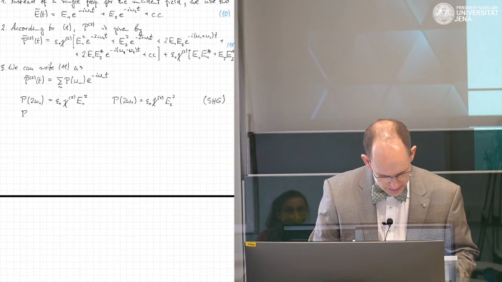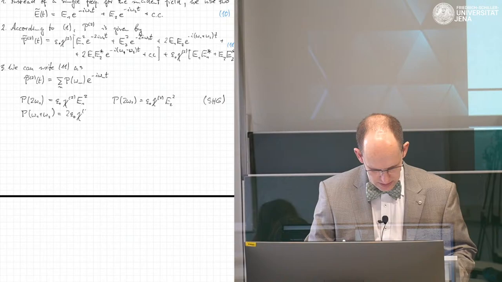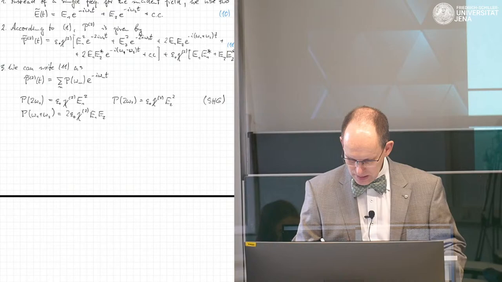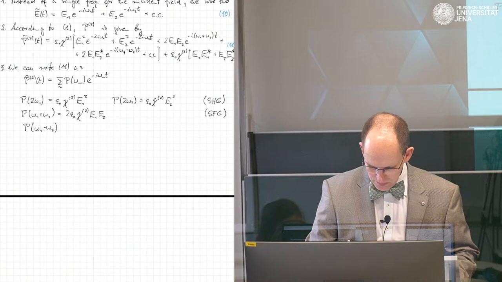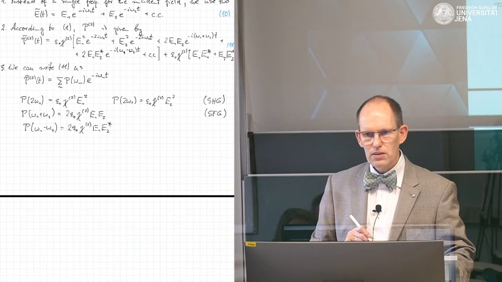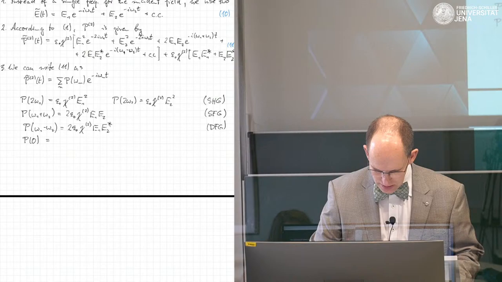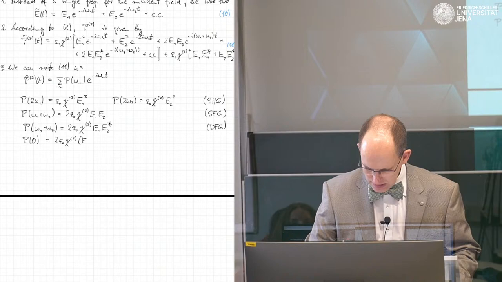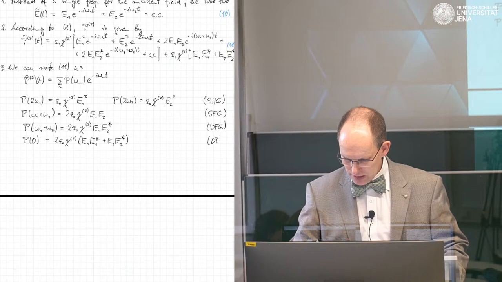Then we have P of omega 1 plus omega 2, and this is given by 2 times epsilon 0 times chi 2, E1 times E2. That would be sum frequency generation, of course. Then we come to difference frequency generation, omega 1 minus omega 2, 2 times epsilon 0 times chi 2 times E1 times E2 star. That's difference frequency generation. And then we have optical rectification, which is given by 2 times epsilon 0 times chi 2, and then E1 times E1 star plus E2 times E2 star. Optical rectification.